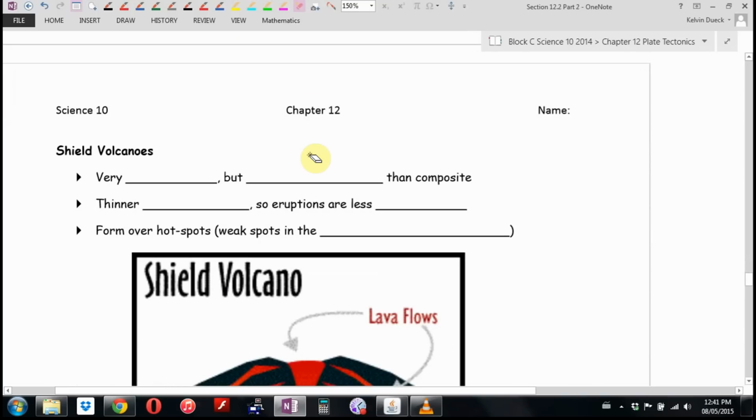Shield volcanoes. They're very large, but much flatter than composite volcanoes. It's a thinner magma, and so the eruptions are less violent because the pressure doesn't build up so much. These form over hot spots in the Earth's crust. Well, really, it forms over weak spots in the lithosphere. So these don't form on plate boundaries.